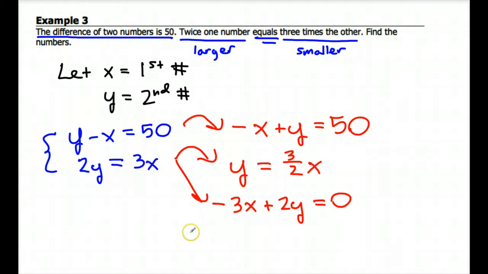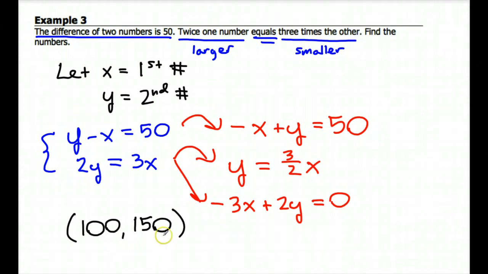Find the intersection point, and then click play to check your answer, please. Okay, the intersection point that you should have got for this one is the point 100, 150. So you may have to zoom out a little bit to find that point, but that's where those two lines should intersect. And so that means that your two numbers for this one are the numbers 100 and 150.